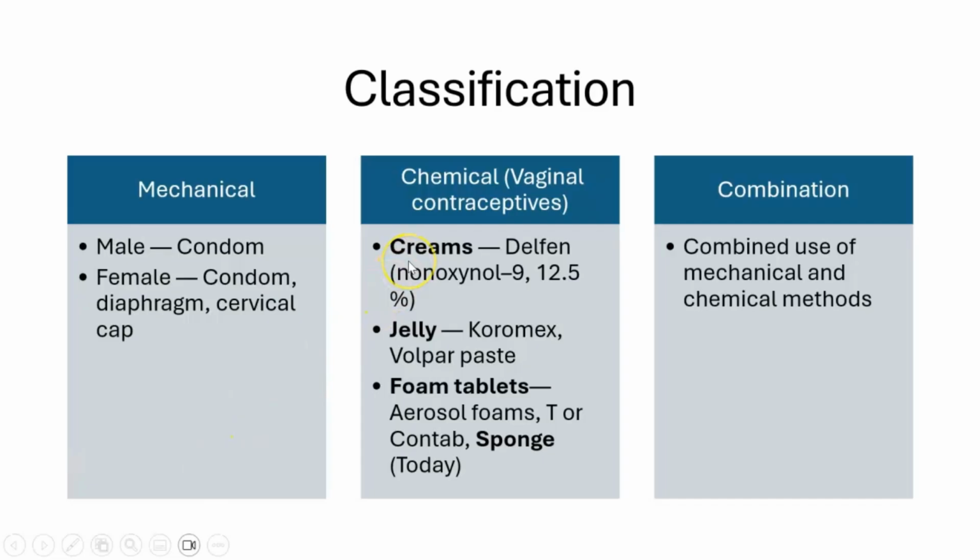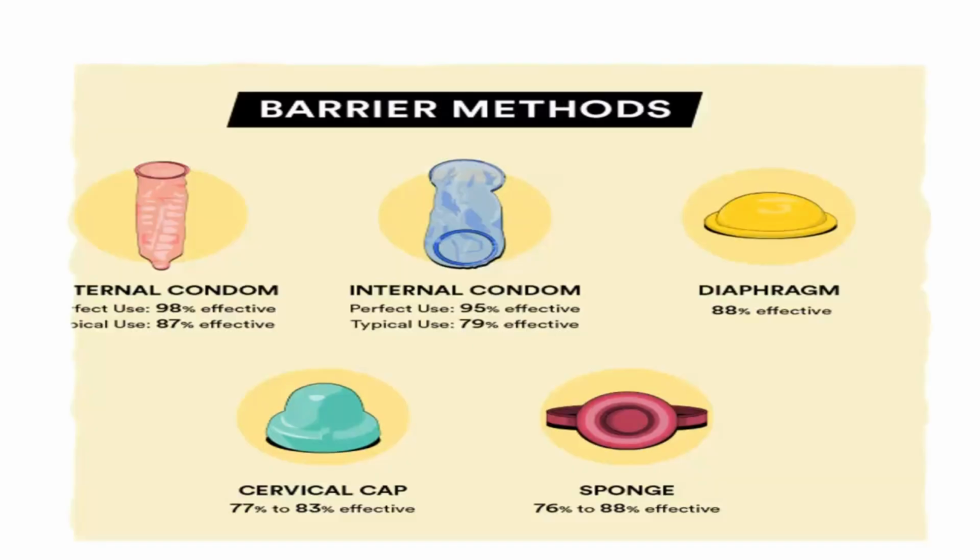So barrier methods can be classified as either mechanical or chemical, or they can be used in combination of mechanical and chemical methods to increase the effectiveness of the contraceptive. In mechanical methods, for males we have the condom, and for females we have the condom, diaphragm, and cervical cap. In chemical contraceptives, also known as vaginal contraceptives, we have various kinds of creams, jellies and foam tablets. So these are the various barrier methods which we will see step by step in further slides.